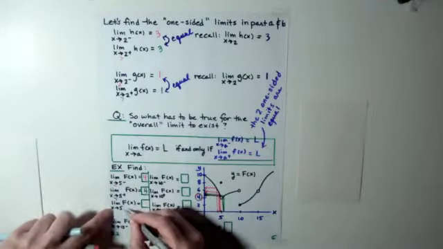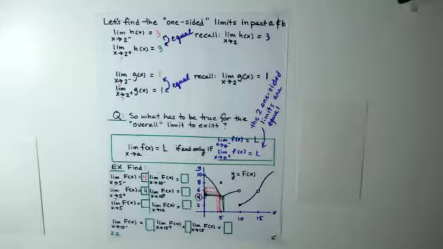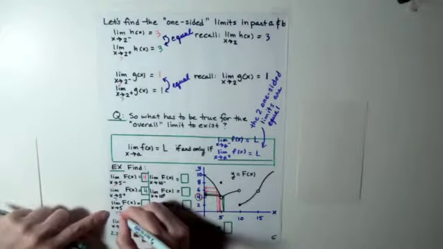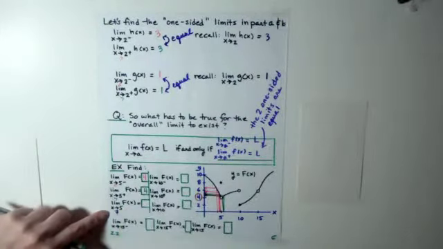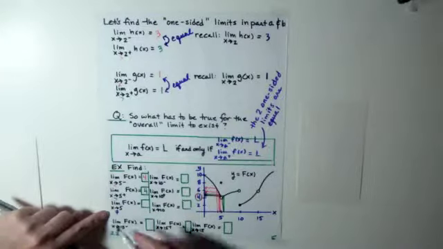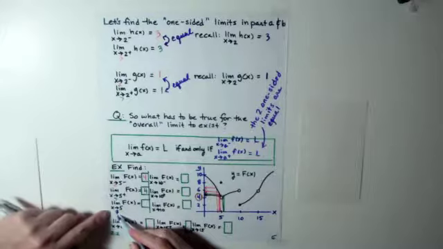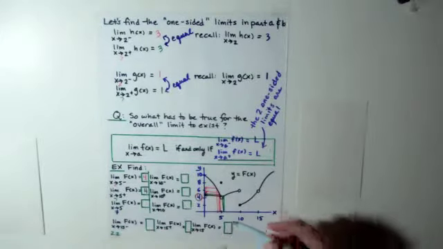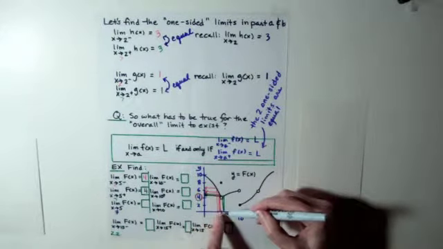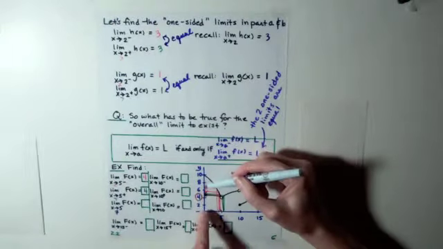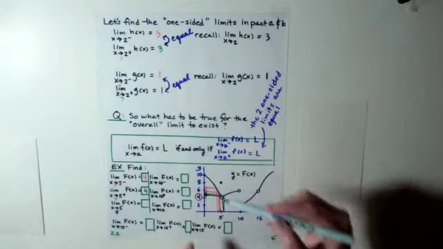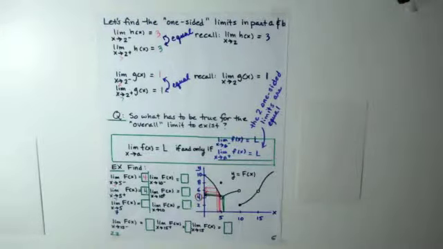It means it's the overall limit. We are approaching 5 from both directions. We're looking at any x value except for 5 itself. So x is getting closer and closer to 5 from both directions, but never quite equal to 5. And we're just asking, if we approach from both directions, do the one-sided limits agree? In other words, are the y values collecting around one single number on the y-axis?